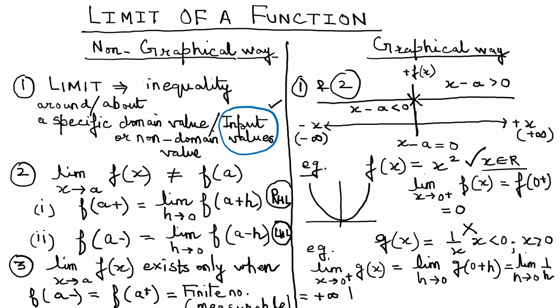But just for the sake of finding out the left hand limit, we will say limit h tending to 0 of g of 0 minus h, which is just like saying limit h tending to 0 of minus 1 by h, which means this tends to minus infinity. I hope you would have understood this and you'll be able to take this learning to the required level.